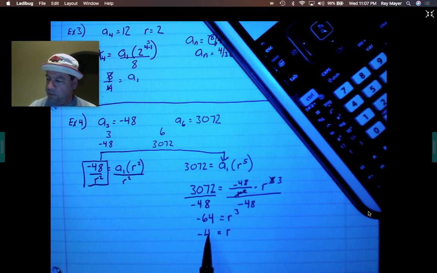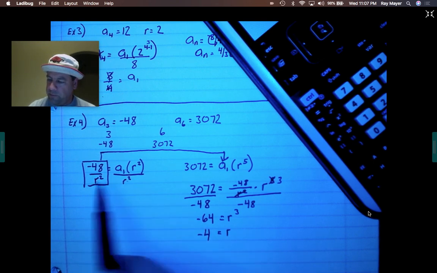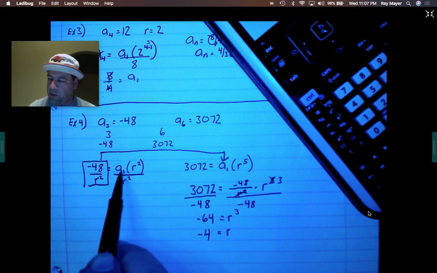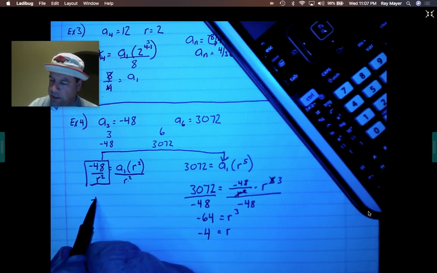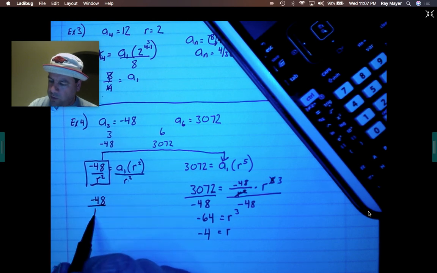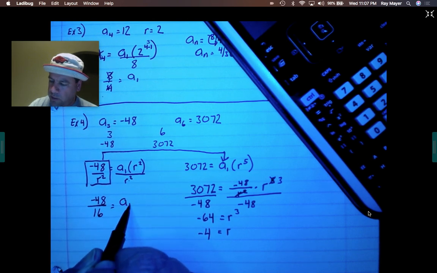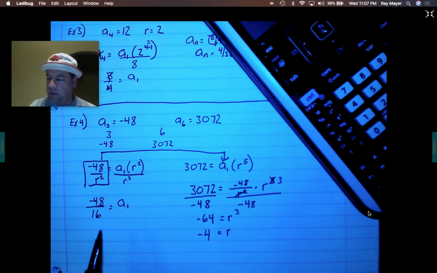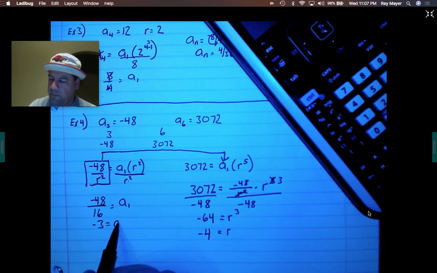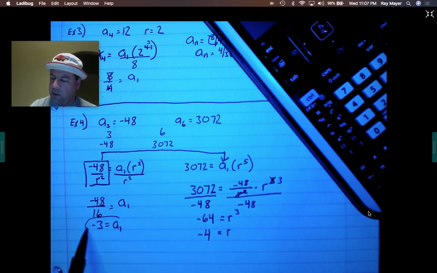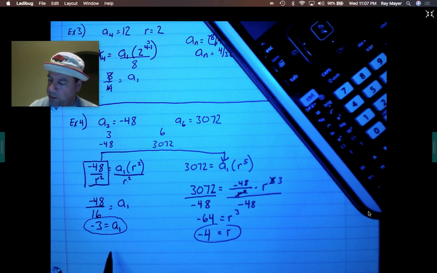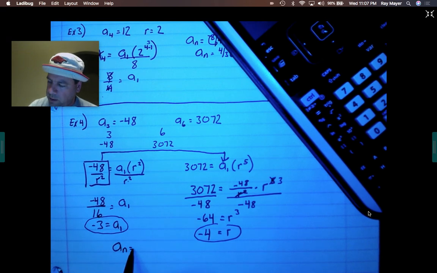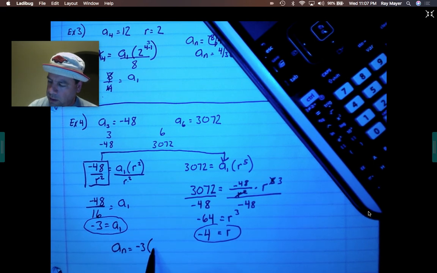Now I'm going to plug this in either here or here. It's probably easier right here to figure out what a sub 1 is. So r squared ends up being 16. Negative 48 over 16 equals a sub 1. And that actually is negative 3. And now we have a sub 1, and we have r. And that's what I need for my formula. a sub n equals negative 3, negative 4 to the n minus 1.